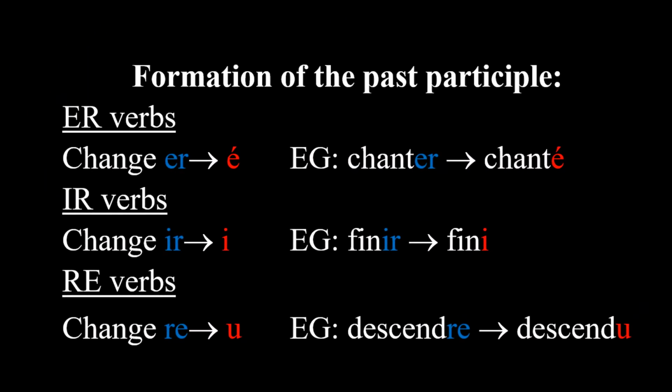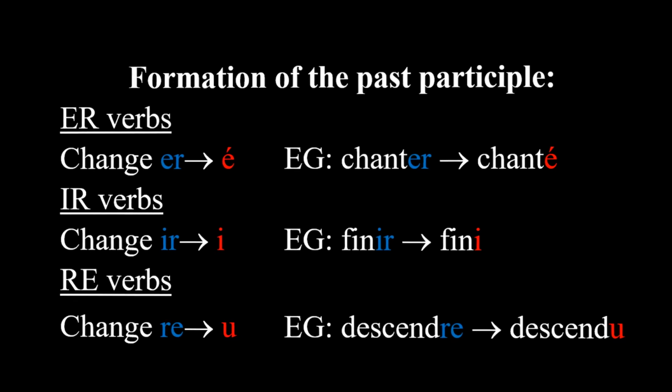Participles for the 3 regular families are formed as such. You will cancel off the endings and add the new ending. For ER, the new ending is é with an accent aigu. For IR, the new ending is i, so you are simply cancelling the R. And for RE, the new ending is u. You can see the examples applied here, and you can use these rules for any of the verbs belonging to the 3 regular families.